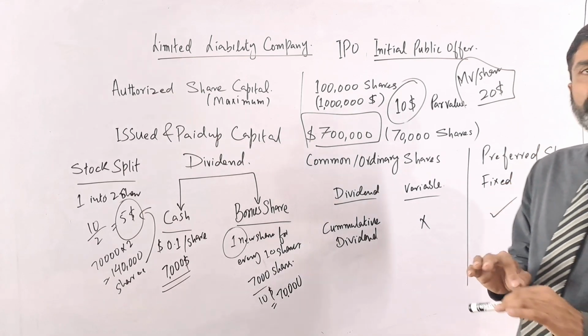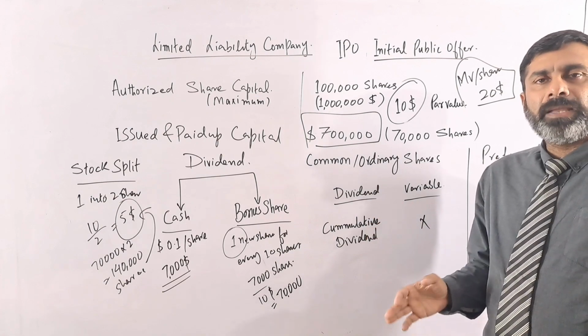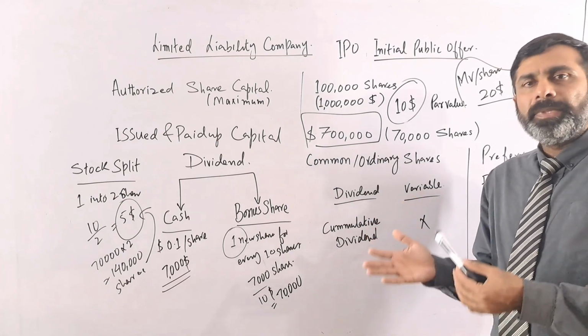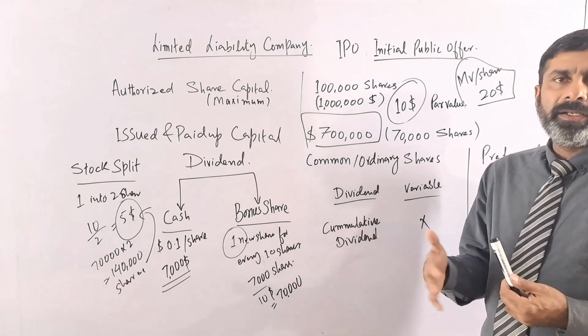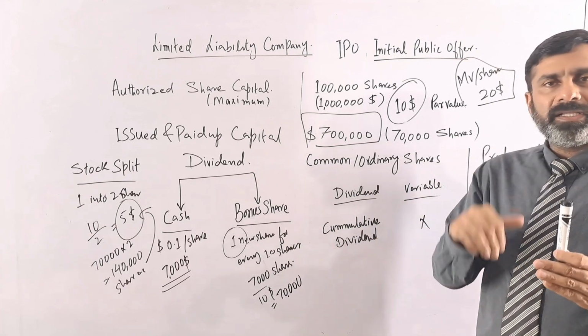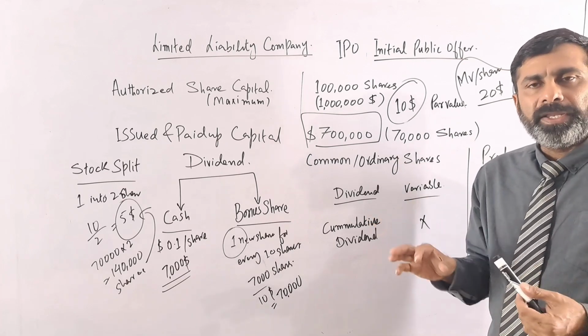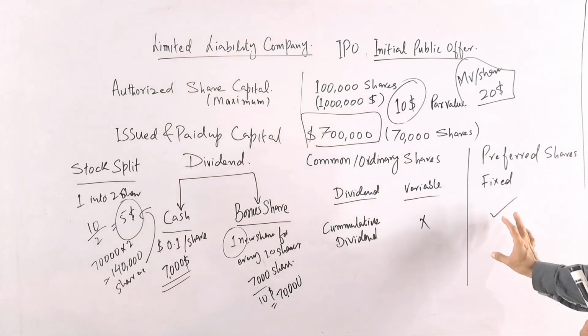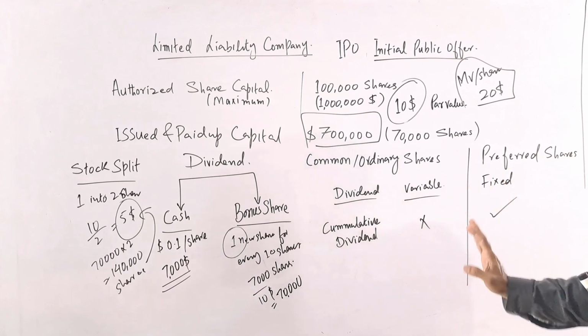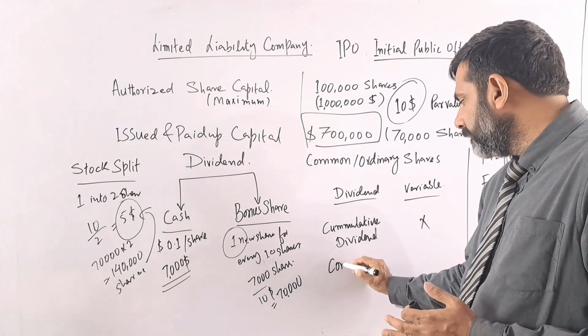Means if this year the company has not paid the dividend, what will happen next year? They may pay, they may not pay, depending on the profitability and company policy, but it is not an obligation that they will pay the dividend for this year and even for the previous years, because in the previous years they haven't paid. So here we have a cumulative dividend, but here there is no cumulative dividend. The next thing is convertibility.